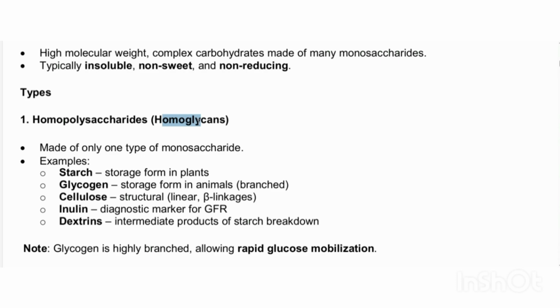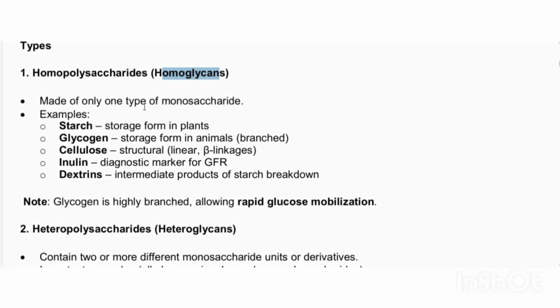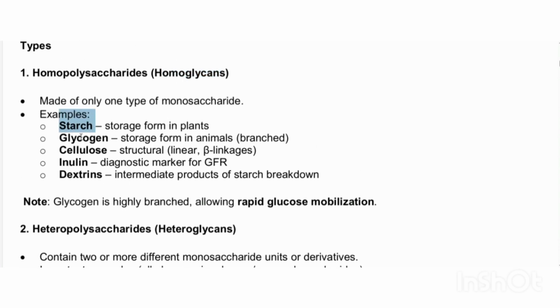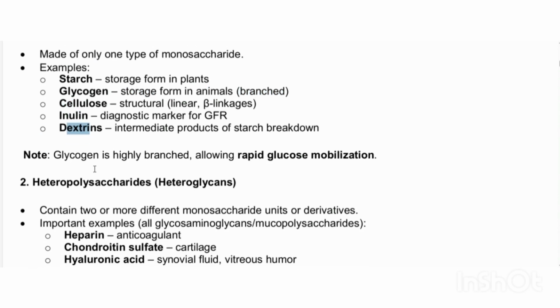Homopolysaccharides, also known as homoglycans, are called homopolysaccharides because they are made up of the same type of monomers or the same type of monosaccharide units. Examples: starch, glycogen, cellulose, inulin, and dextrin. Glycogen is highly branched, allowing rapid glucose mobilization.